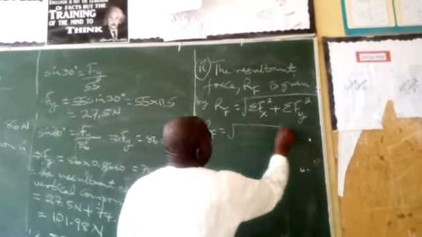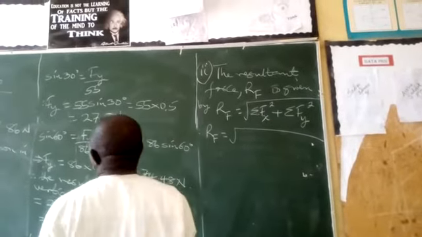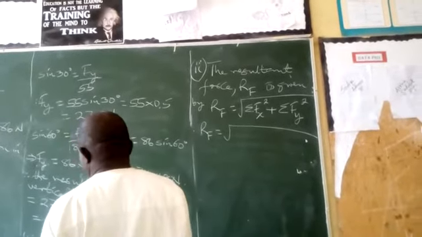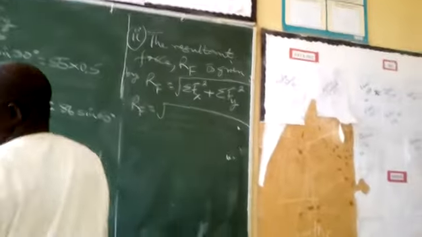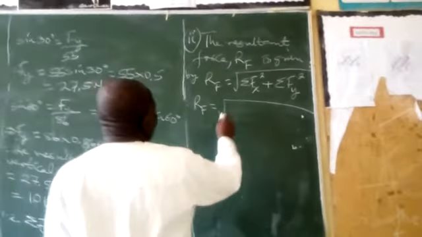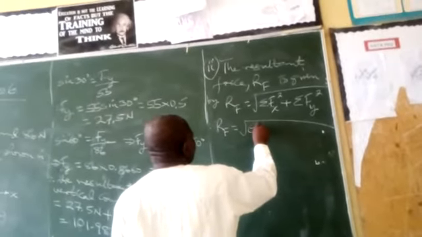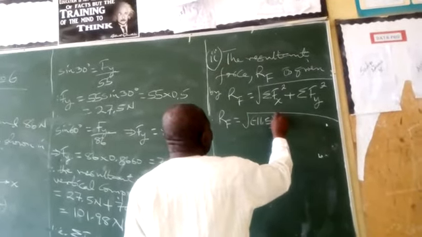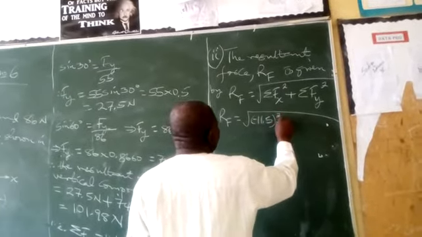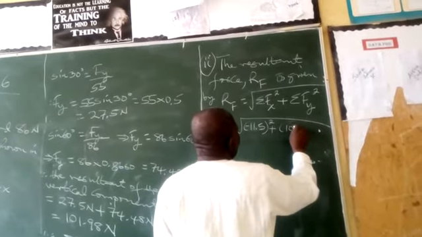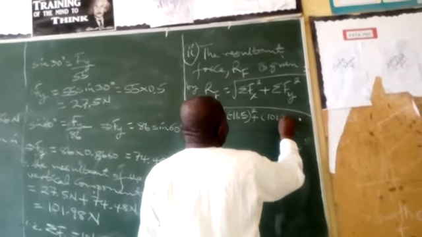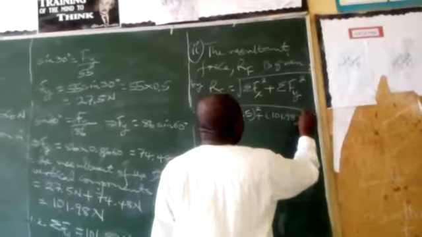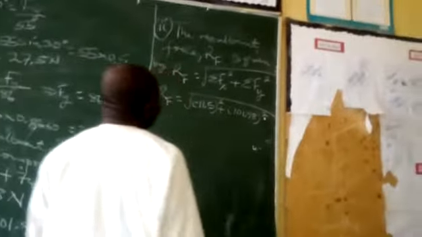is equal to the root of summation F sub x squared, which we got somewhere, minus 11.5 squared, plus 101.98 squared. It's clear? Yes.